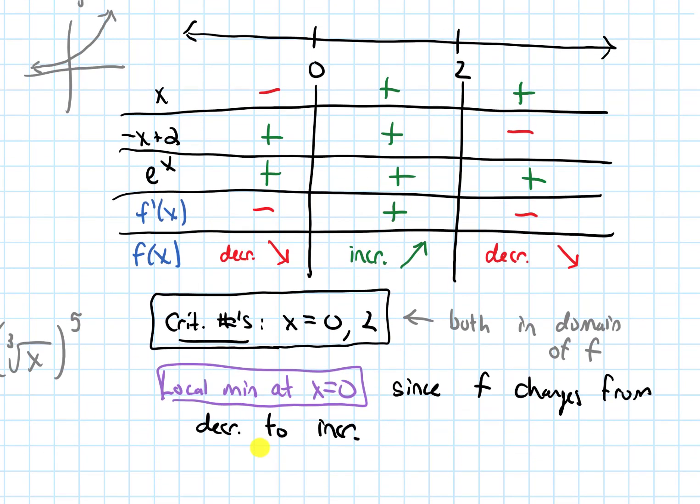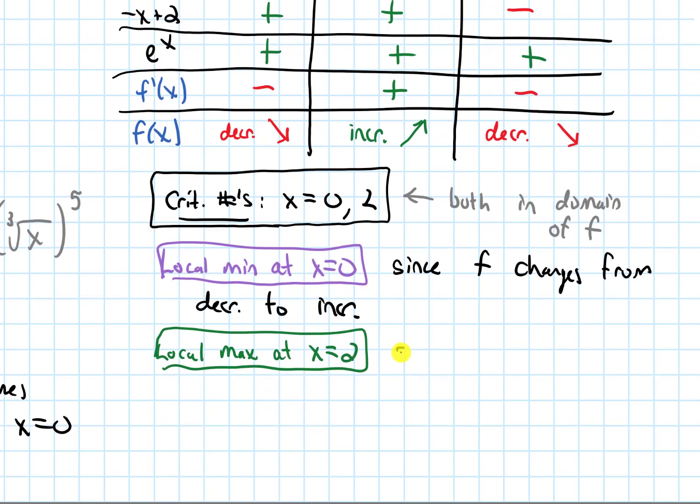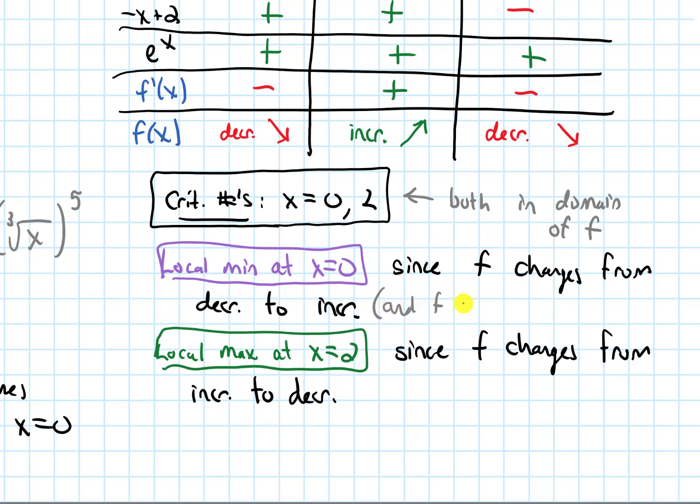Alrighty, and then at x equals 2, our function changes from increasing to decreasing. That gives me a local max. That gives us a local max at x equals 2. And that's since f changes from increasing to decreasing, and because our function is continuous at 2. That's also important, so let me write that in parentheses here. And because f is continuous at 0.